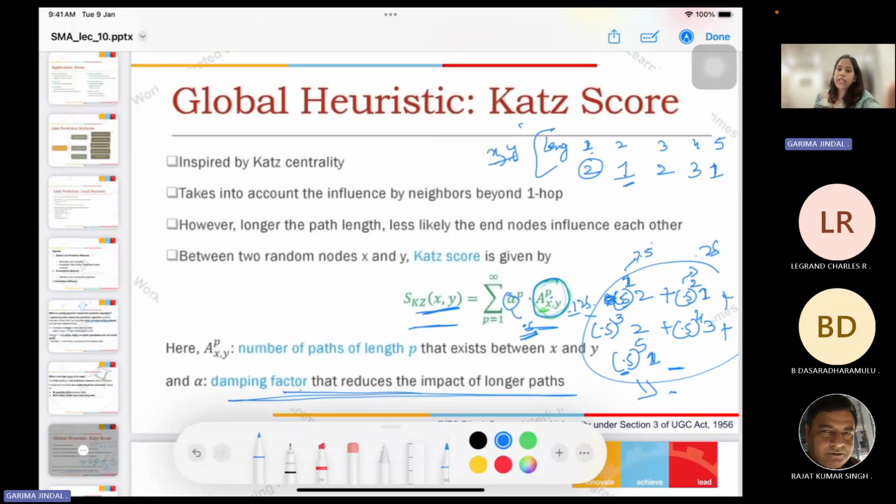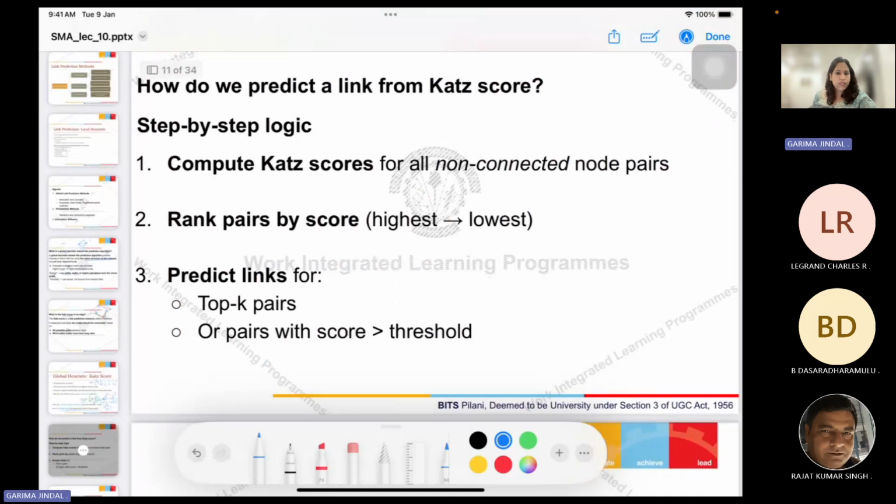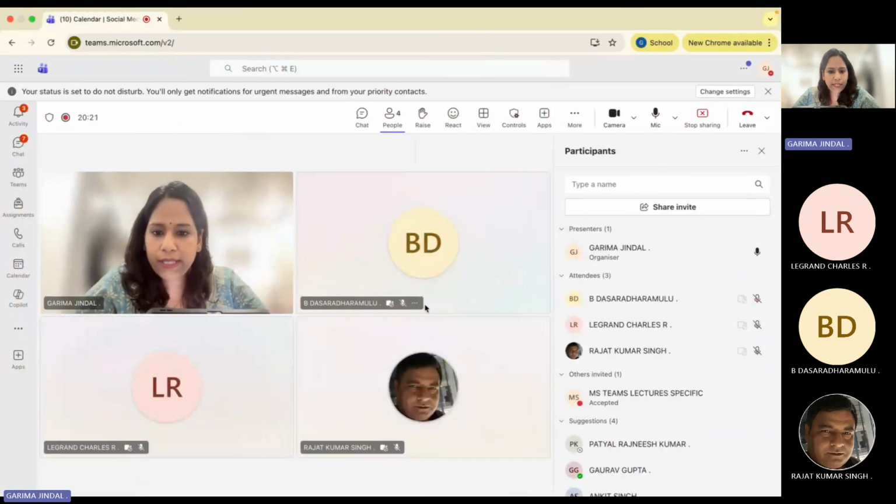Now for each and every pair of nodes, you are going to calculate this score, and then you are going to sort those scores and consider the top few. This is what we did in our local heuristic method as well. So these are the steps of CART centrality. First, you compute the CART score. I hope the calculation of the CART score is clear to everyone.